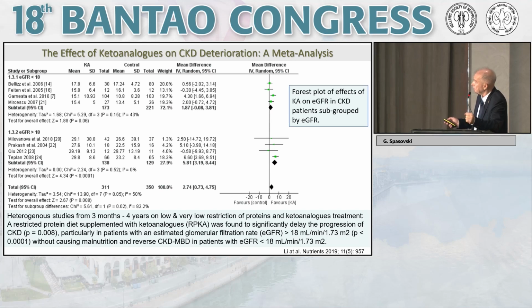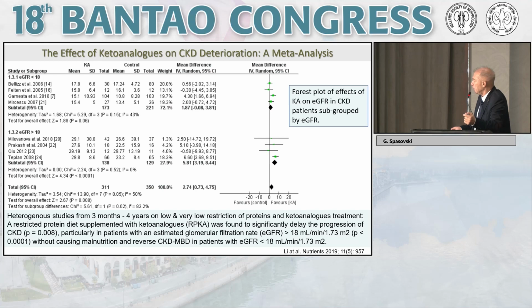This is also a very tricky question, whether we need to prescribe keto analogs to our patients, since we all know that keto analogs are very expensive and are usually not covered by the health insurance fund. In this meta-analysis, it is shown in 2 subgroups of eGFR below 18 and above 18 that there is a favor of the treatment with keto analogs, you see. And these were also heterogeneous studies from 3 months to 4 years on low or very low protein restriction and keto analogs substitution.